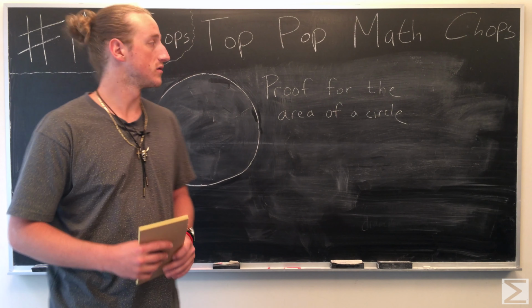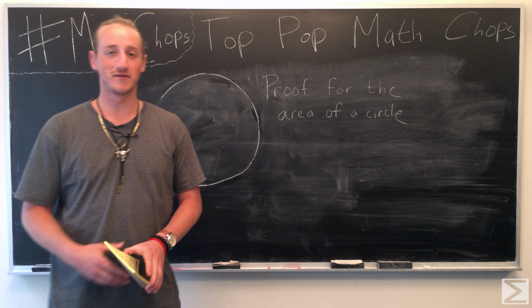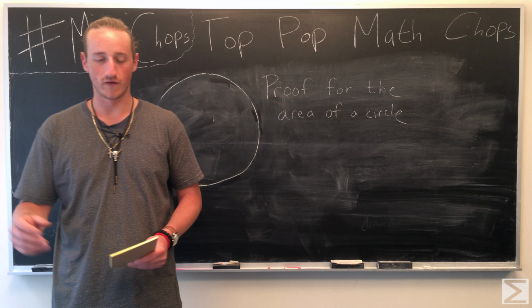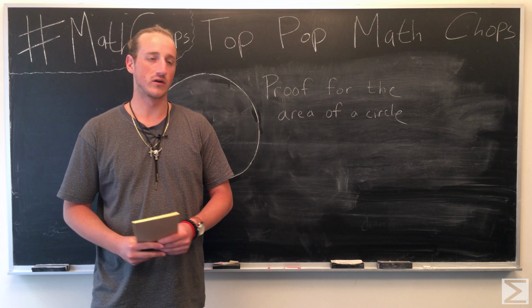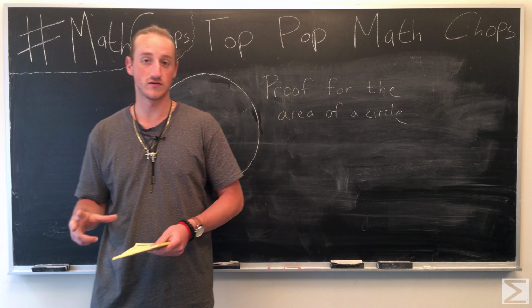Today on our series, we're doing the Top Pop Math Chops, which are a series of mathematical proofs and little fun bits of math. And today we're looking at the proof for the area of a circle, which is the area inside of a circle.